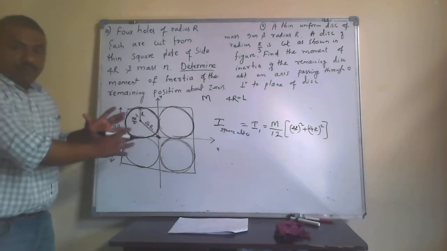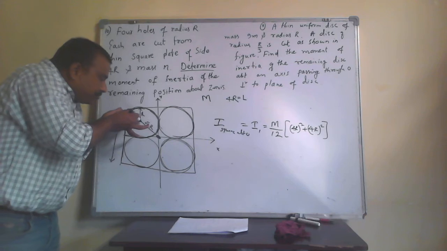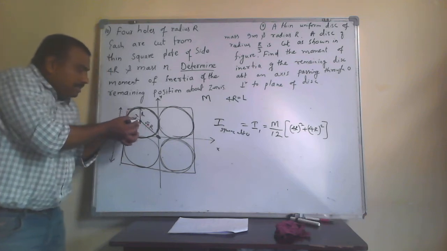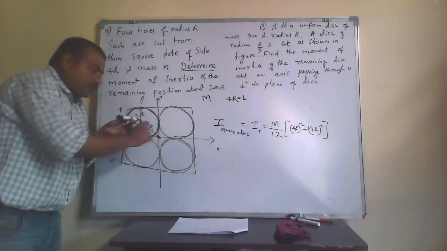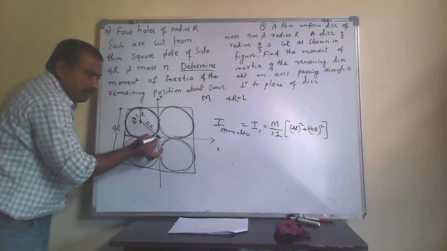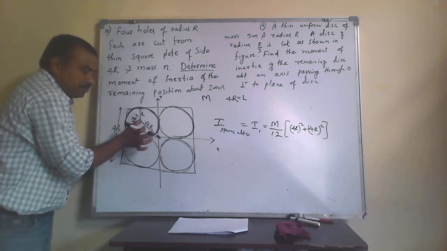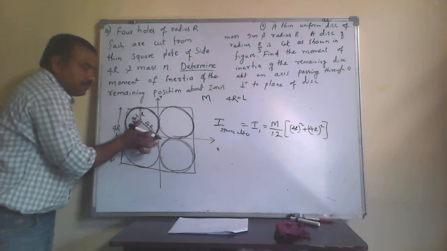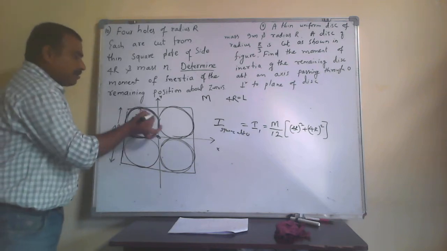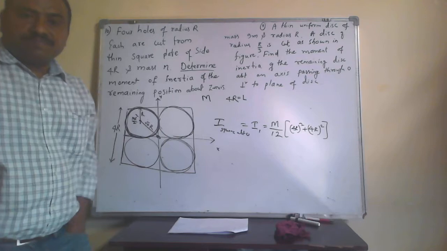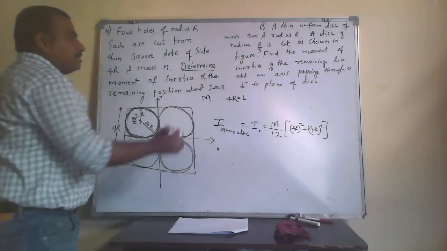So you can apply the parallel axis theorem here. You calculate the moment of inertia of one hole perpendicular to the plane. This is mr square by 2 about its own center, but about this point you have to calculate the moment of inertia. Because the axes are parallel, this distance you take as root 2 r. But first, the mass of the cut portion, the hole, you have to calculate.